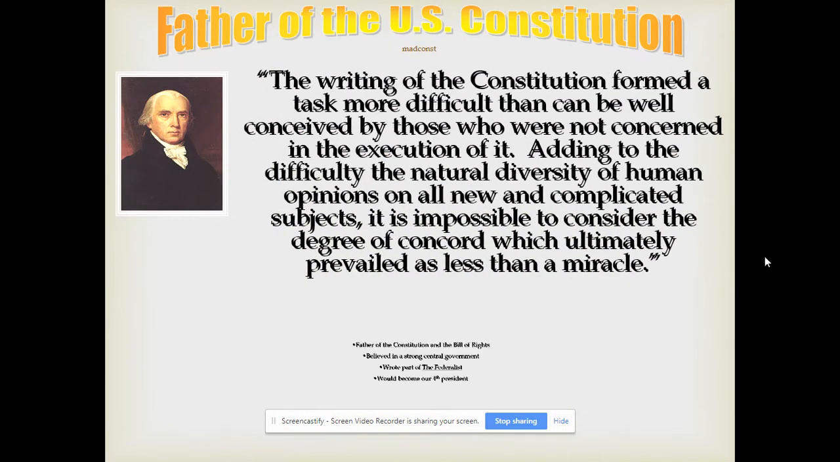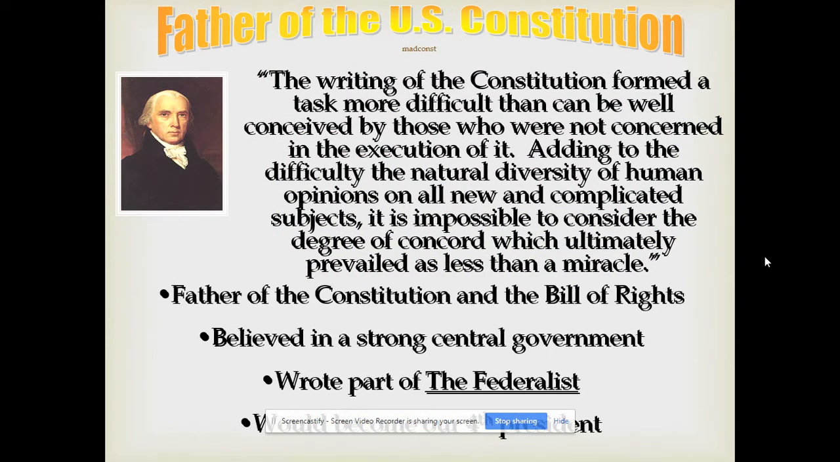So this is a quote from James Madison, where he talks about the writing of the Constitution: it formed a task more difficult than can be well conceived by those who were not concerned in the execution of it. Adding to the difficulty of the natural diversity of human opinions on all new and complicated subjects, it is impossible to consider the degree of concord which ultimately prevailed as less than a miracle.